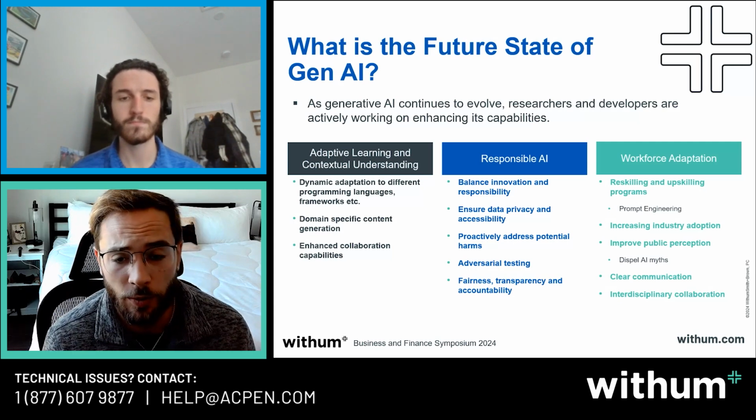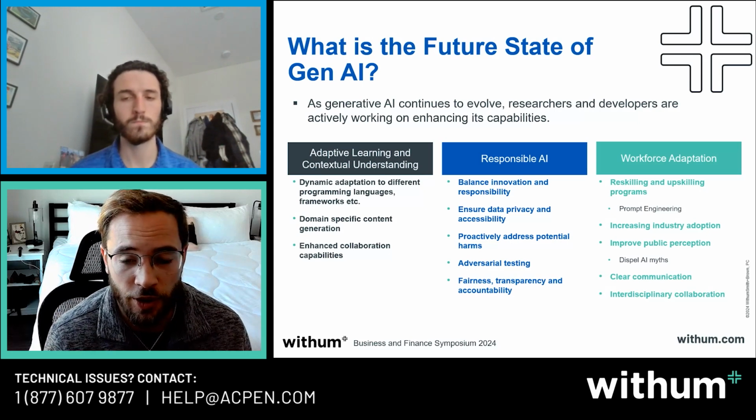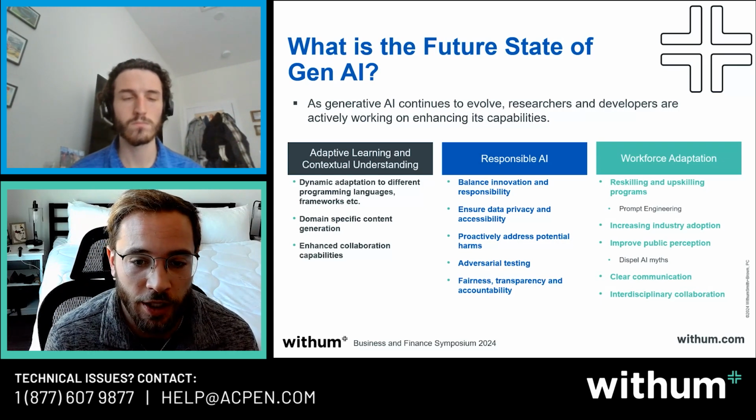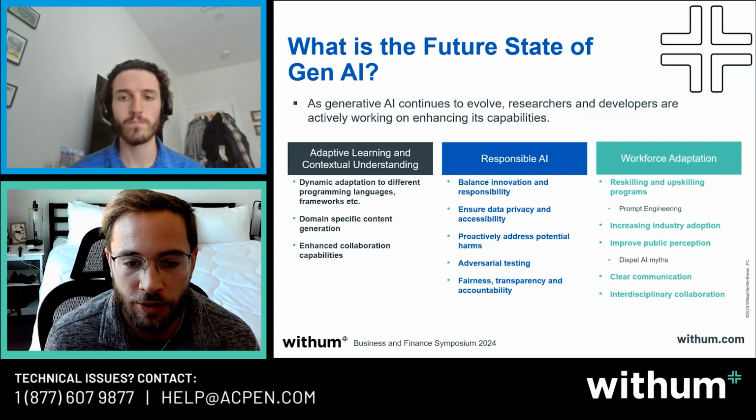A really important one is responsible AI. Between balance, innovation, and responsibility, you need to make sure you're getting trained up as an organization when you're trying to use AI, because a lot of people just go out and use AI but are not trained on it, and don't know if the data they're using is getting leaked or anything like that. So we need to be responsible.